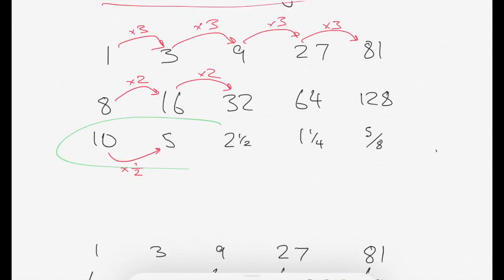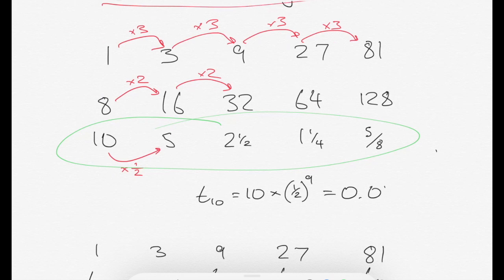Let's have a look at this one here. Can we work out what the 10th term of this one is going to be? Well, we know that our 10th term is equal to our first term, 10, times our common ratio, which is a half, raised to the power of n minus 1. So that's to the power of 9. So I can type that into my calculator. 10 times a half to the power of 9, and I get 0.0195.